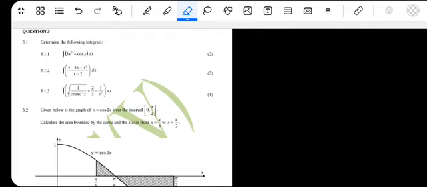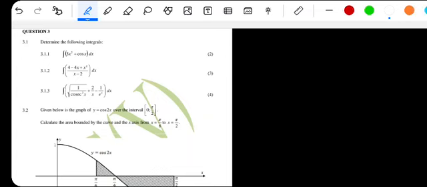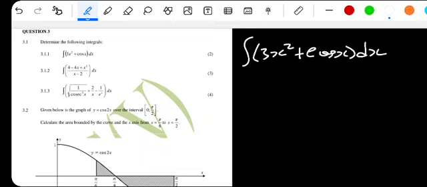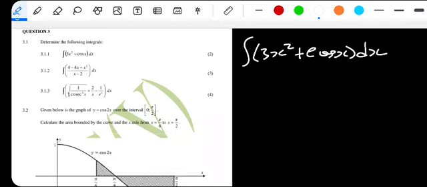Question 3 and 3.1 says determine the following integrals. So 3.1: we have to determine the integral of 3x squared plus cos x dx. So we have to take the integral of this.